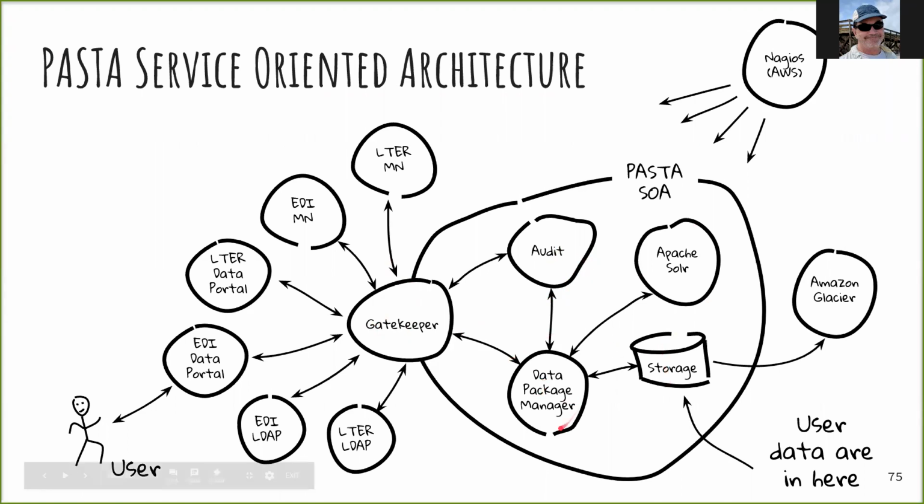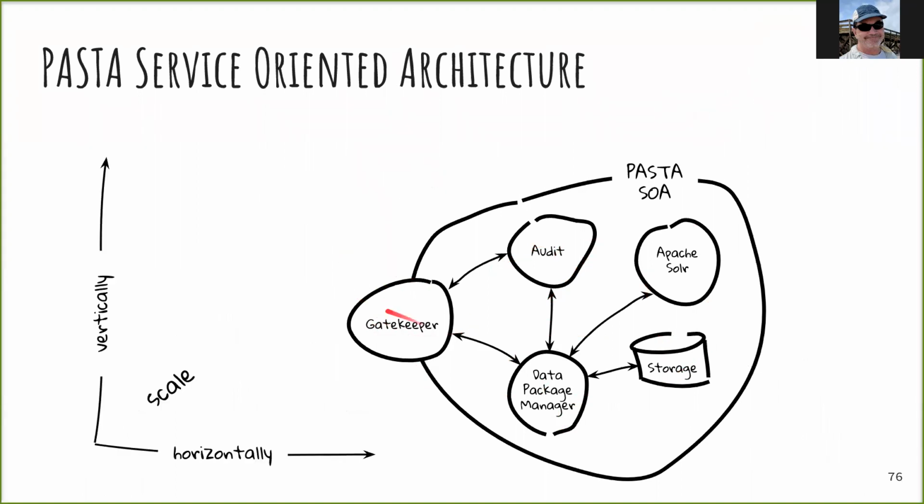The storage system and the package manager, we actually back everything up to Amazon Glacier, which is offline long-term persistent storage for all our data packages. We also have running up in Amazon's EC2 Cloud, the Nagios, which is monitoring state of health, and all that kind of information takes place.